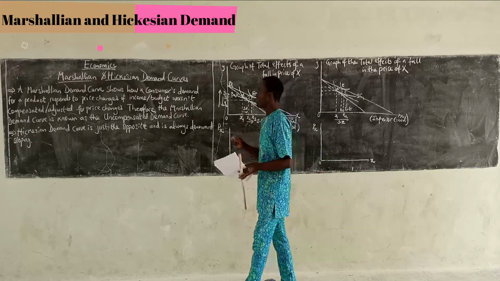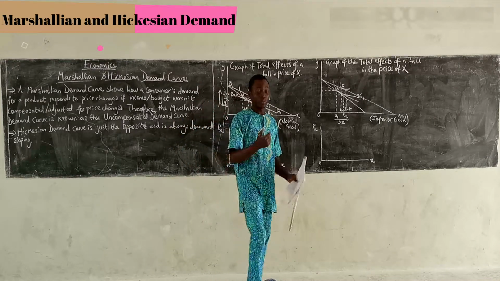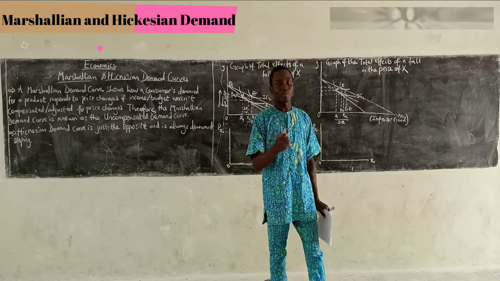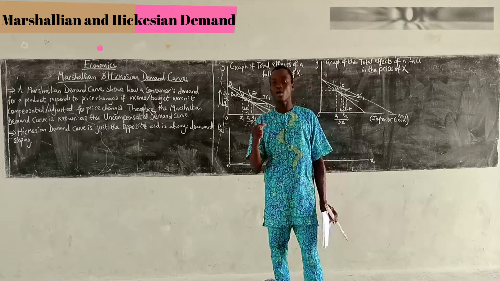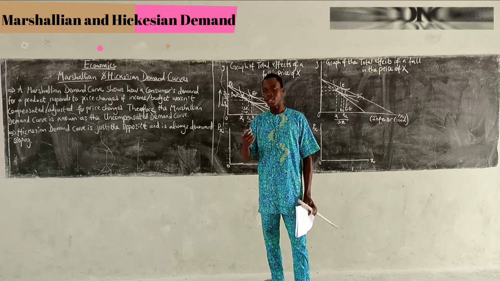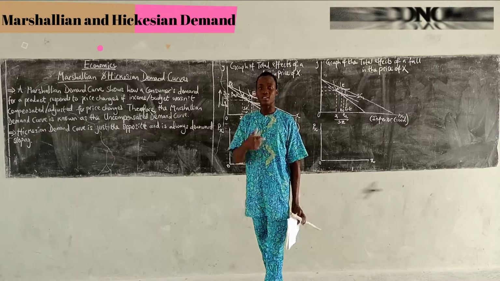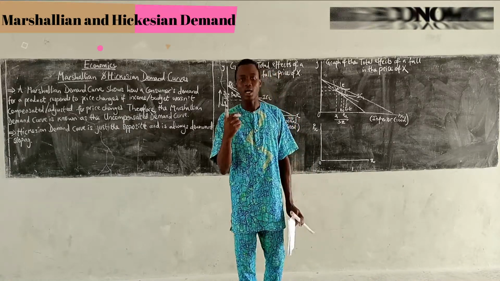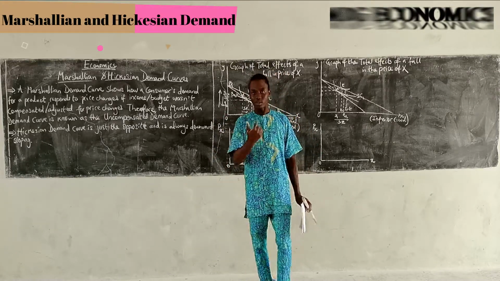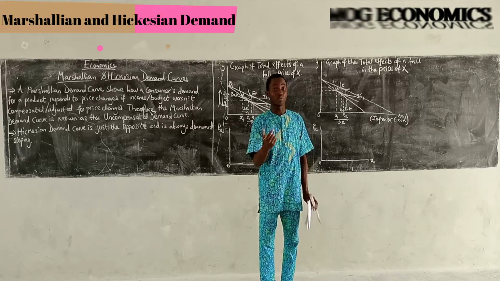Now what do we mean when we say that the budget wasn't compensated or adjusted for price changes? The Marshallian demand curve is just trying to tell us how a consumer is going to alter the quantity demanded of a product, having considered the income and substitution effects together. So let's assume that there is a price increase. The substitution effect tells us that a price increase will lead to a reduction in the quantity demanded of the product, right?